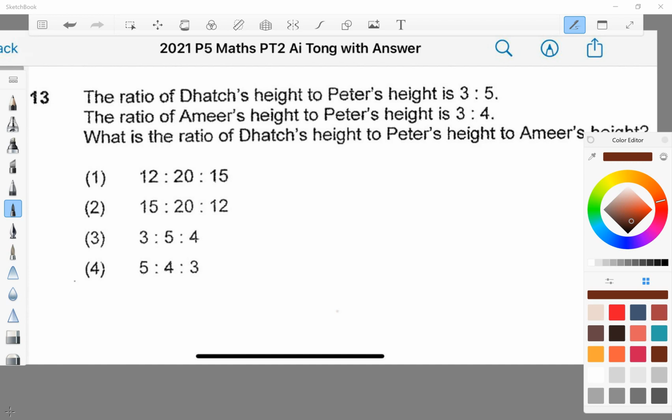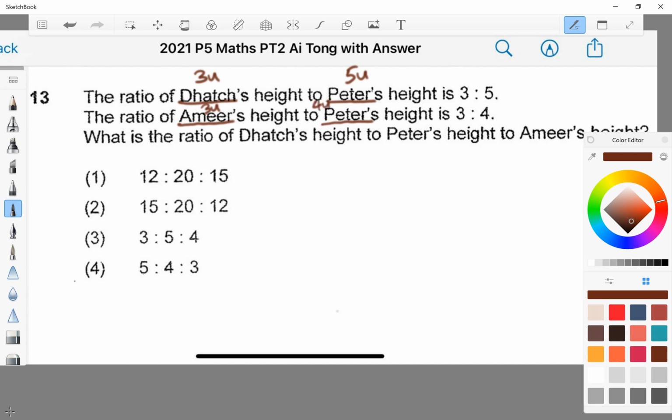They say that Dutch's height to Peter's height is 3 to 5. So let me do my annotation in pencil first. I'll underline Dutch, underline Peter. I will write 3 units above Dutch, then 5 units above Peter. Then they told us that Amir to Peter is 3 to 4. So I'll underline Amir, put 3 units above Amir, and underline Peter. I will indicate 4 units for Peter.